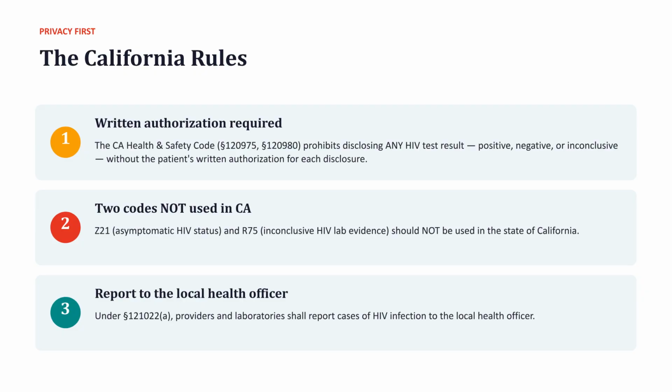Privacy is the priority. In California, you must have written authorization for any HIV test result disclosure. Additionally, the Z21 and R75 codes are not used in this state. Finally, remember that California law mandates that providers and laboratories report all cases of HIV infection to the local health officer.